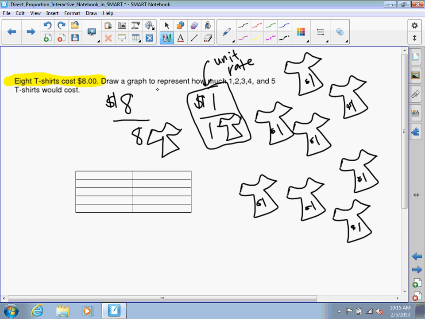It says both graphs represent how much 1, 2, 3, 4, and 5 t-shirts cost. So this is my T-table. Draw your little T-table. It has to have 1, 2, 3, 4, 5 blanks on it. Don't try to use a ruler, just freehand it. We don't have time to make it super neat. Draw yourself a T-table.